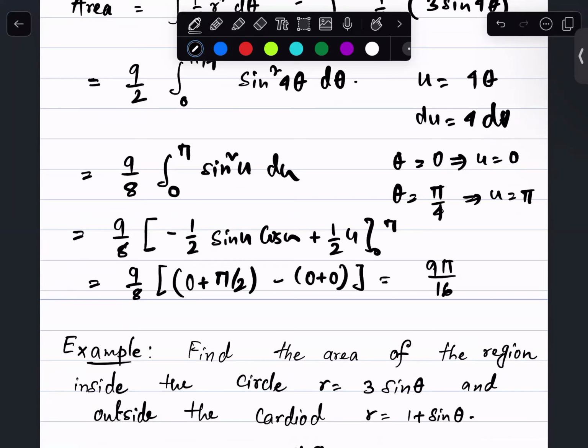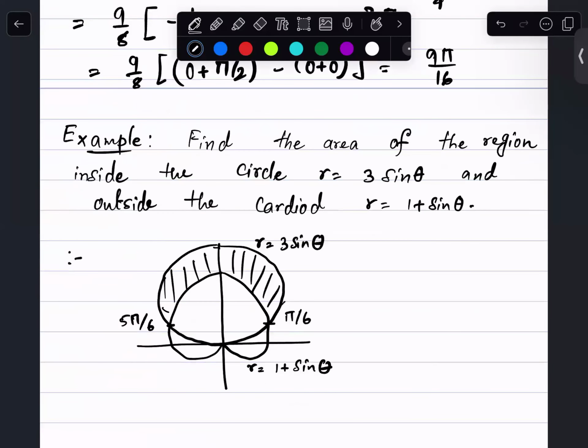Okay, cool. For the next example, again, you have to find the area, but this time the region should be inside the circle r equal to 3 sine theta, and outside the cardioid r equal to 1 plus sine theta. Now, this is a cardioid, if you try to draw it, and that is a circle.